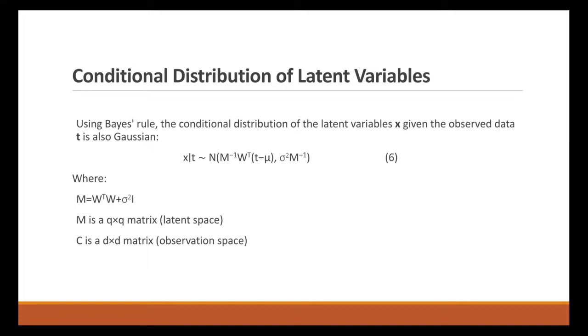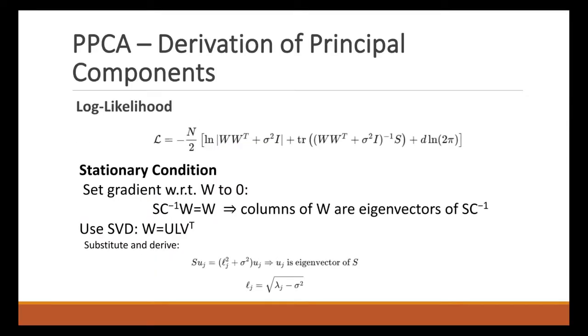If you see this conditional distribution of the latent variable x given the observed data, using Bayes rule they have written this expression. This M is W transpose W plus sigma square I. Later, for the derivation of the principal components, we take this log likelihood function and substitute the C value, that is W W transpose plus sigma square I. For getting the stationary condition, we set the gradient with respect to W to 0, and from that we get this equation: S C inverse W is equal to W.